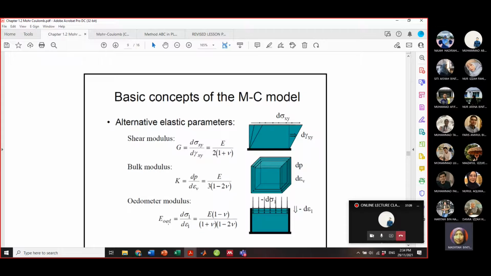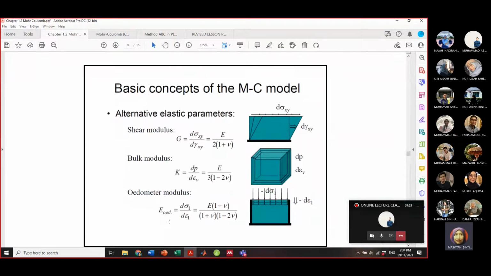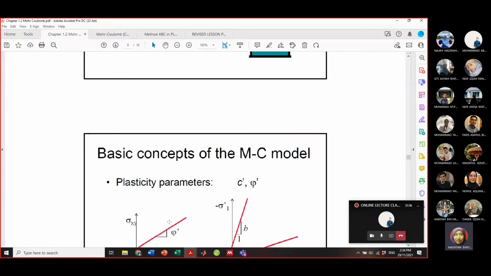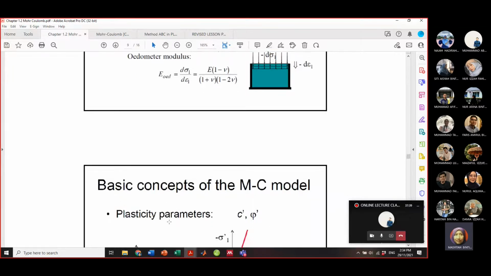So you will get the Young modulus E odometer equals E times 1 minus Poisson ratio over 1 plus Poisson ratio times 1 minus 2 Poisson ratio. Okay, the E here is not similar to the E odometer. So you can see the differences between E odometer and the usual E. The usual E is what you get if you conduct an experiment from the triaxial test.